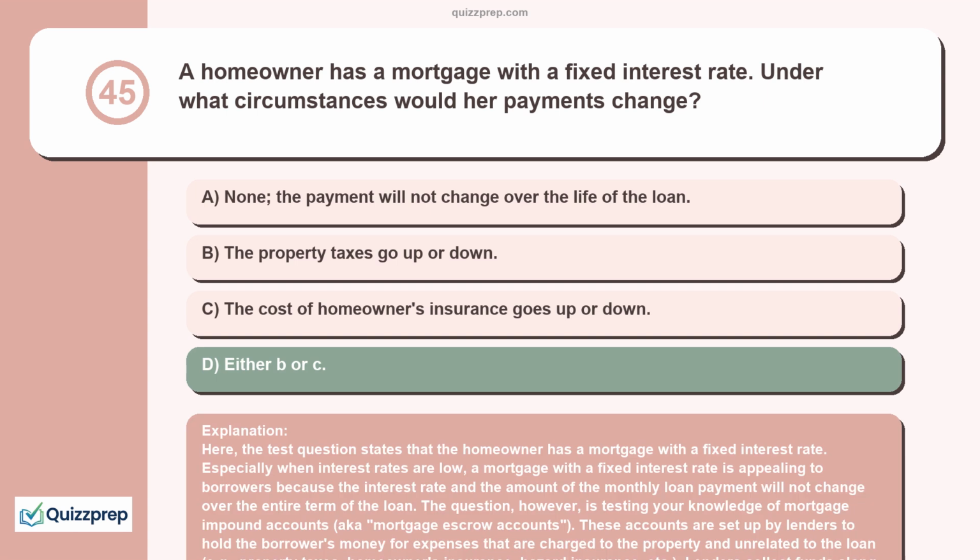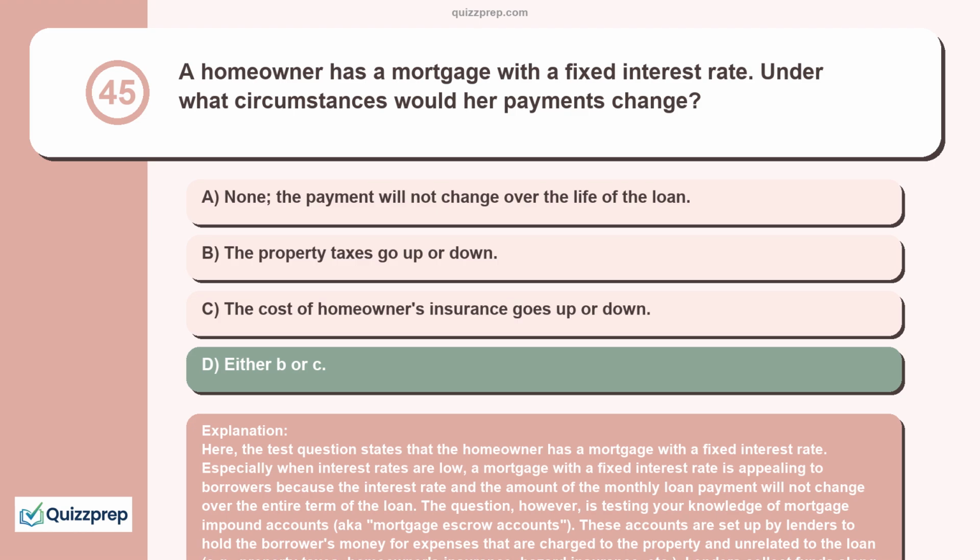Here, the test question states that the homeowner has a mortgage with a fixed interest rate. Especially when interest rates are low, a mortgage with a fixed interest rate is appealing to borrowers because the interest rate and the amount of the monthly loan payment will not change over the entire term of the loan.